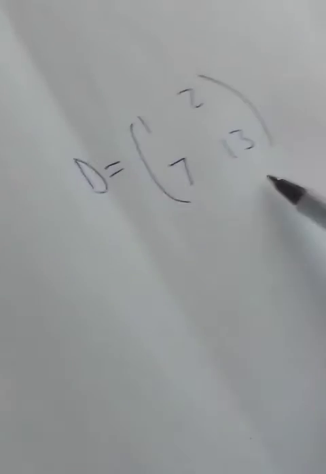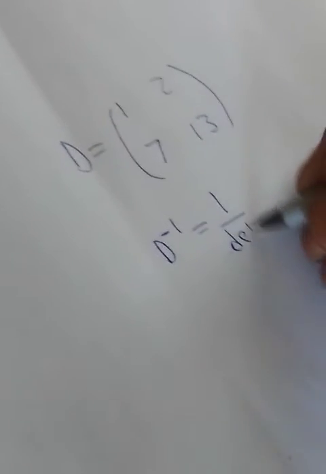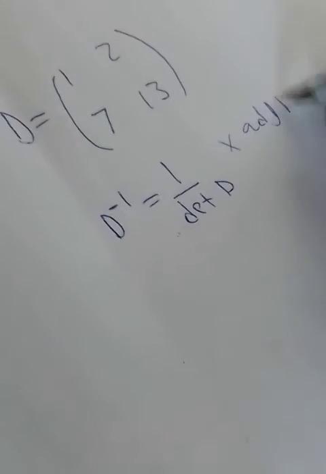Today on Psalms 8, I'm going to teach you how to solve the inverse of a matrix. So as you can see, matrix D here, we have 1, 7, 2, and 13. To calculate the inverse, you have to use the formula, which is D negative 1, which is the D inverse, is equal to 1 over determinant of D times adjoint of D.